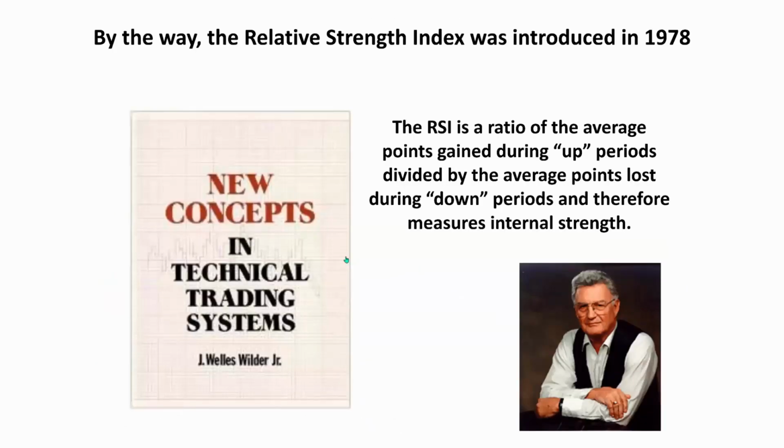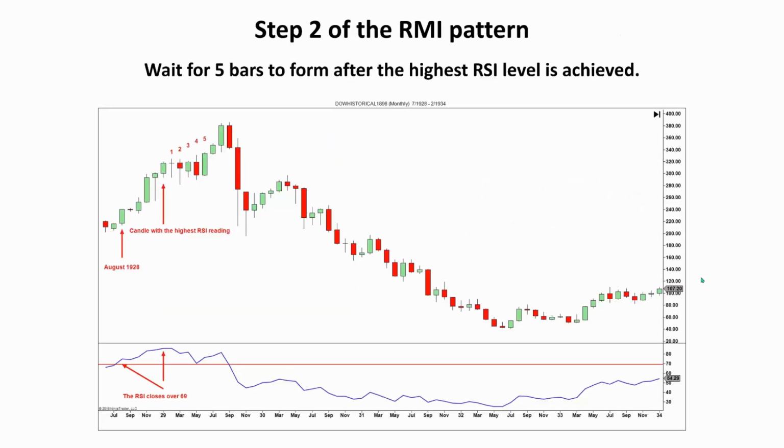By the way, the Relative Strength Index was introduced in 1978. It was developed by a man named J. Wells Wilder. It's a great book, New Concepts in Technical Trading Systems, easy read. I recommend everybody read that. I don't want to get into the weeds here on how it's really developed, other than to tell you it's a ratio between the average points gained during up periods divided by the average points lost during down periods. Now, in your relative strength indicator tool, the default setting is 14. So you're using 14 days, in essence, to generate your relative strength indicator tool out there. I use the 14 days. There's no reason that you need to change that.